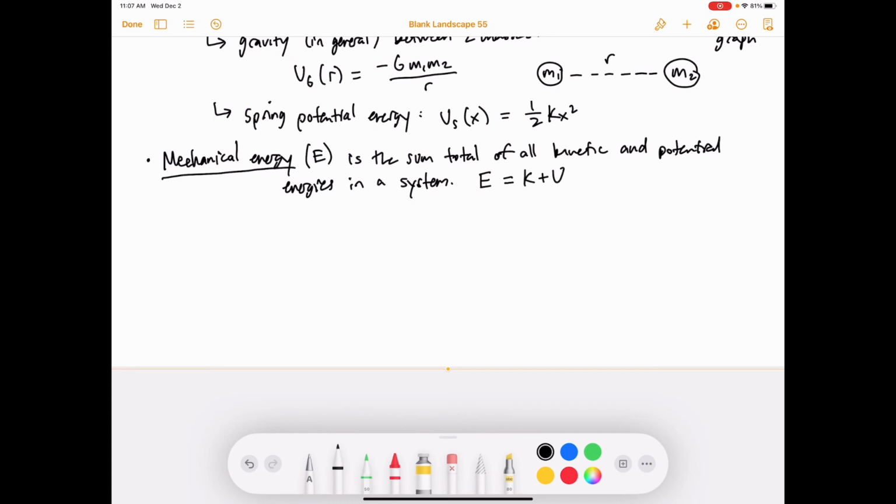And this is an important concept because under certain circumstances, mechanical energy can be conserved. So if there are no non-conservative forces doing work on the system, and for example, friction would be an example of a non-conservative force, so if we don't have that, mechanical energy is conserved.